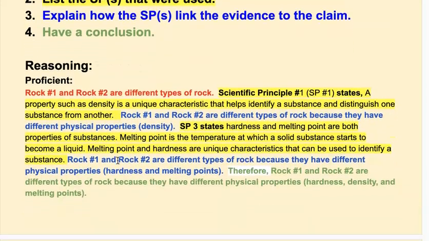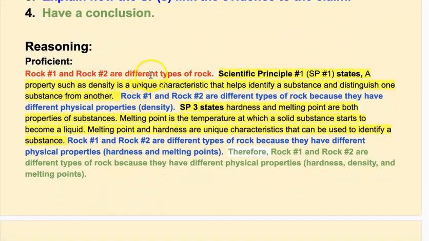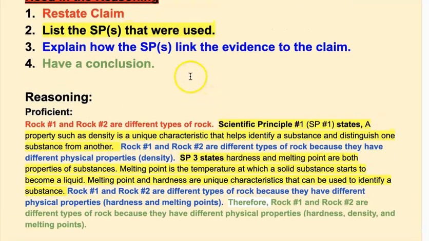So here's my reasoning. Rock number 1 and rock number 2 are different types of rock. Okay, that's my claim.